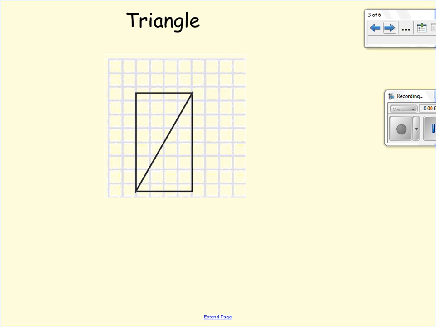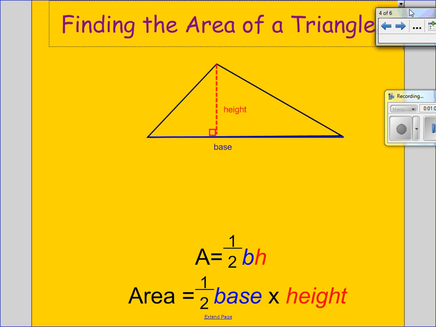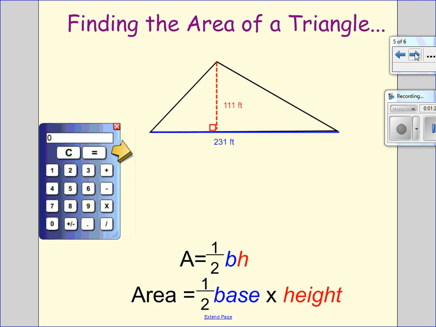And that brings us to our first formula. Finding the area of a triangle. Area is 1/2 the base times height. Again, your base is one side of the triangle. You could pick any side you want, it doesn't matter. But whatever side you pick for your base, the height has to be perpendicular to it. A line forming a 90-degree angle, perpendicular. That's the height. Let's do some practice problems.